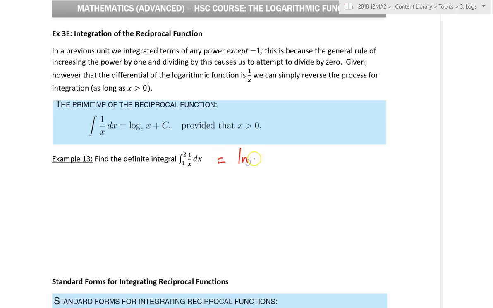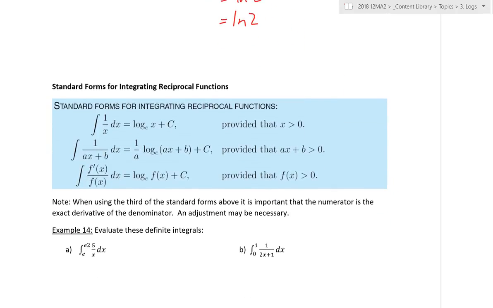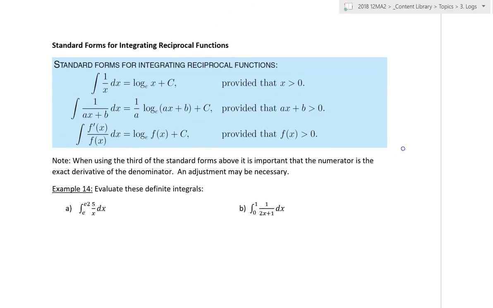We get the log of x from 1 to 2, and that gives me the log of 2 minus the log of 1, and the log of 1 is equal to 0, because e to the power of 0 equals 1. That's what it means. So simply we get the log of 2, that definite integral there. There are some other forms here that will appear on your formula sheet, but you also need to be a bit familiar with. Some other ways of doing this.